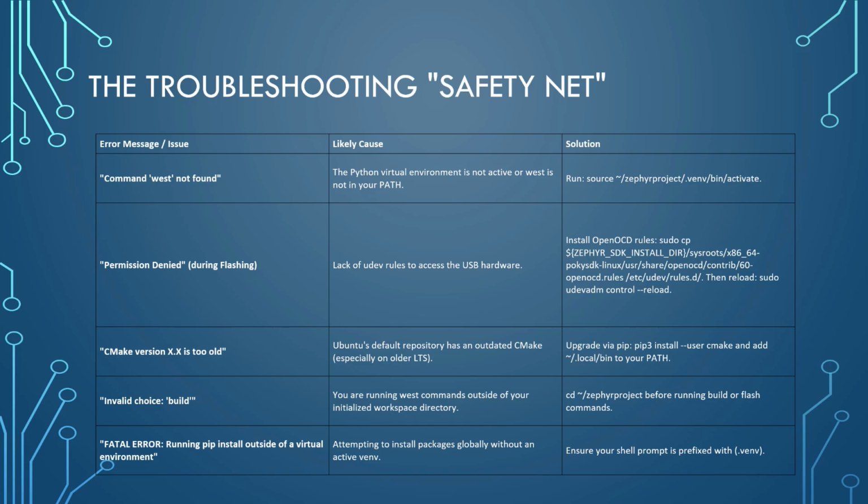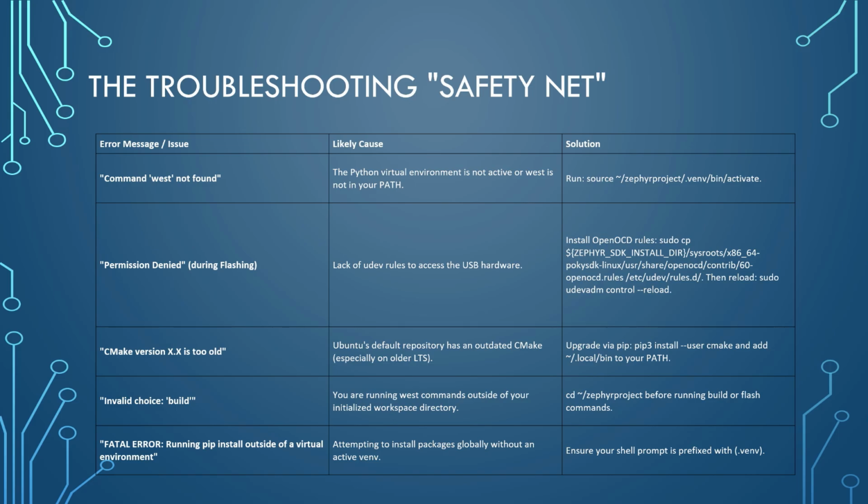If you encounter strange or inconsistent build errors, a clean rebuild often fixes the problem. You can do this by deleting the build directory or using a pristine build. This forces Zephyr to regenerate all build files from scratch.